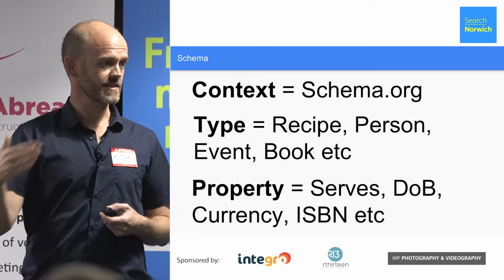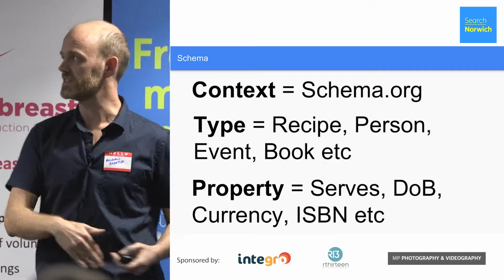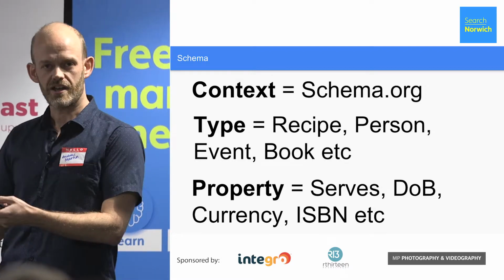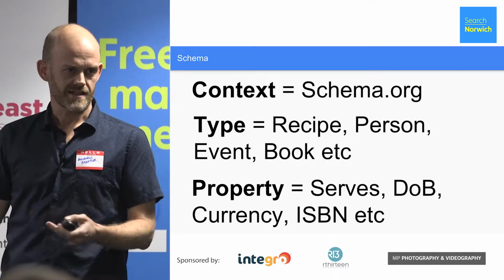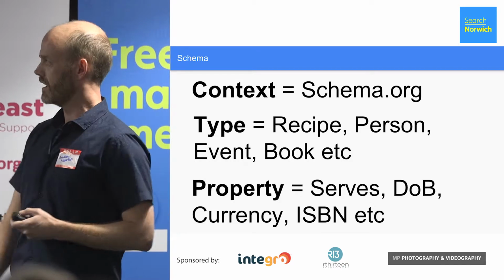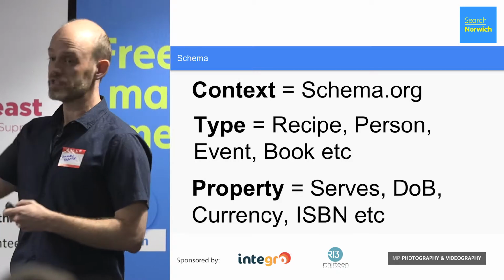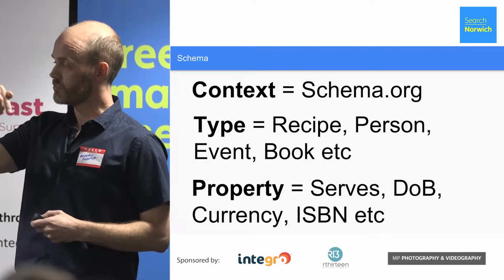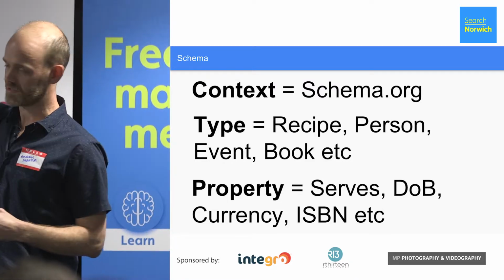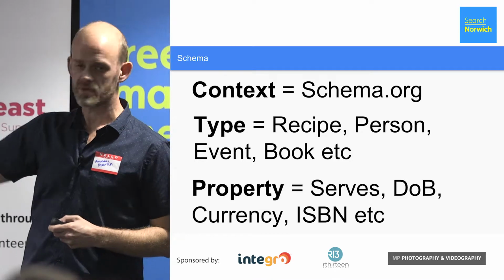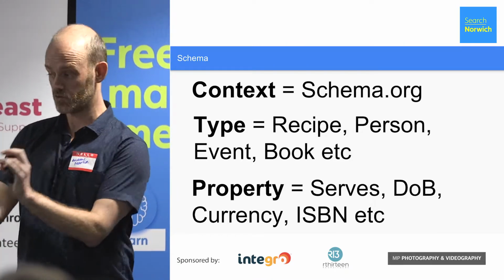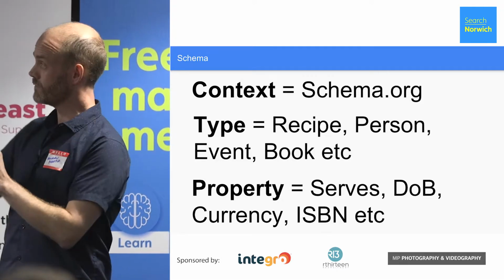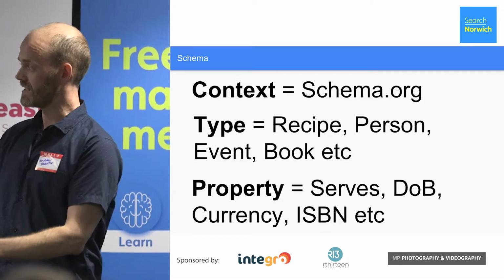Within that, there are types of schema: recipe, person, event, a book, a video object, a data set. It's a whole expanding group of types. And within those, I said it was structured, within those are properties. So for the recipe type, there's a property where you can declare on your page the number of people that recipe will serve. For a person, you could specify their date of birth.